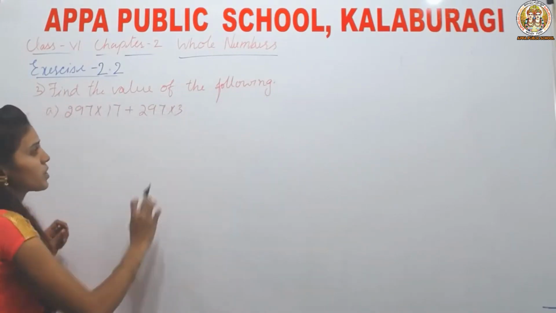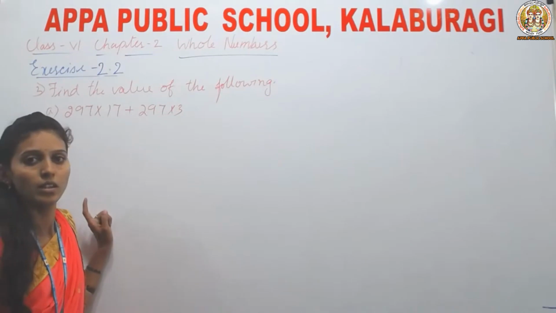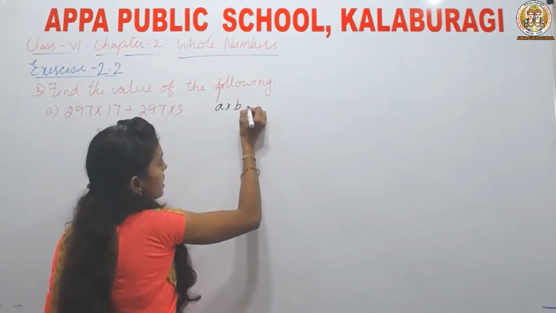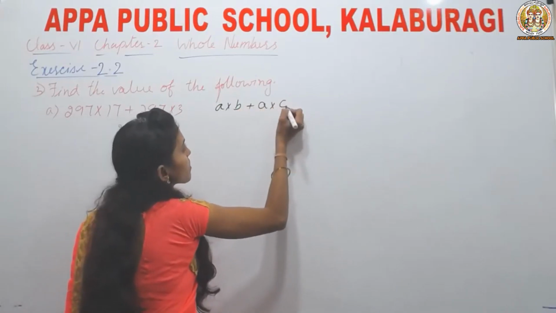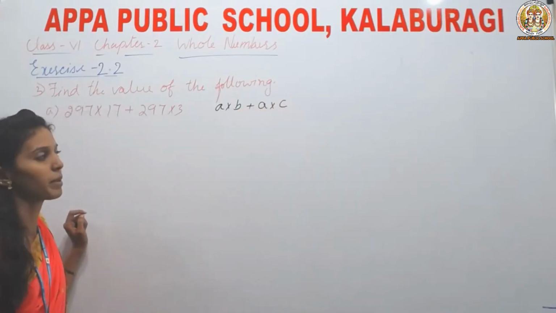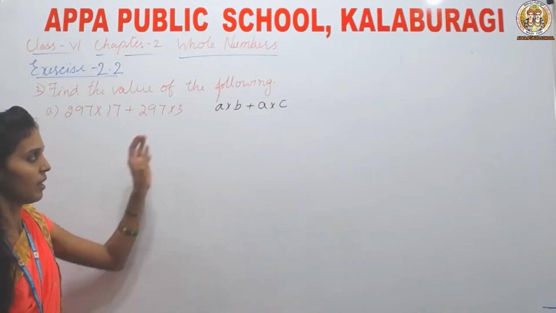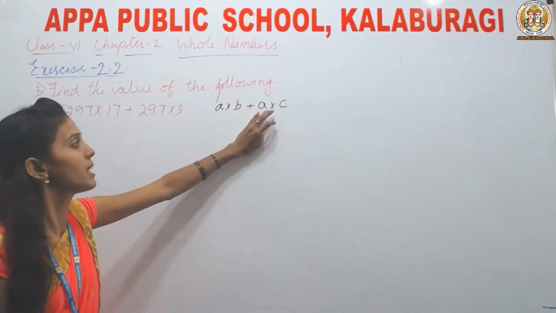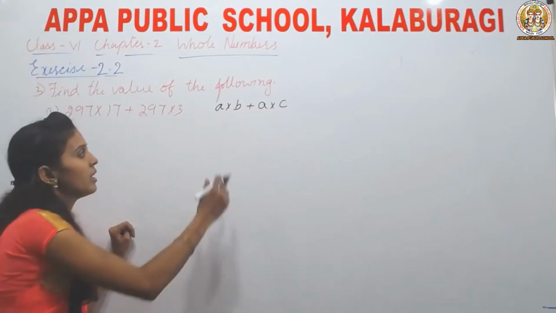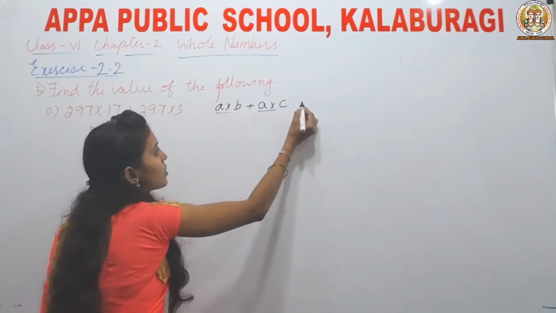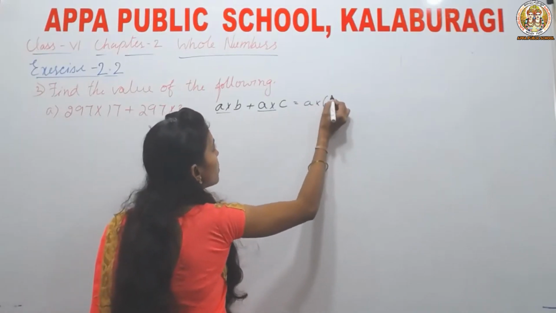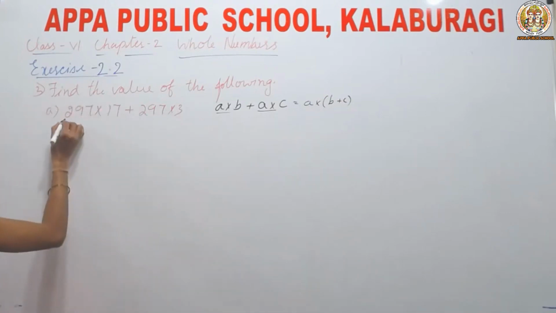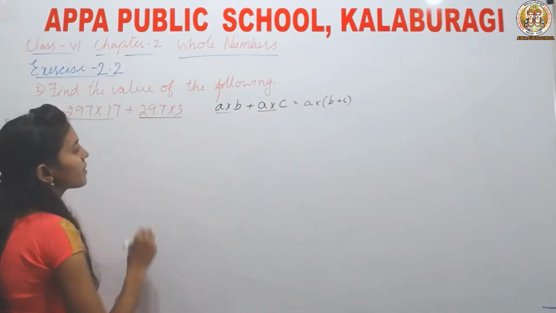What can you observe here? Can you recall this statement, A into B plus A into C? I have written this on the board, I have mentioned it, right? A into B plus A into C. Here, A is common. So therefore, it is nothing but A into the remaining B plus C, right? Same thing here. A into B, A into C.